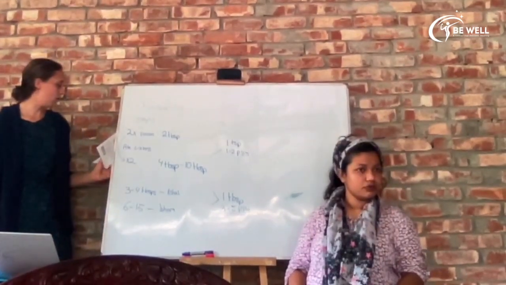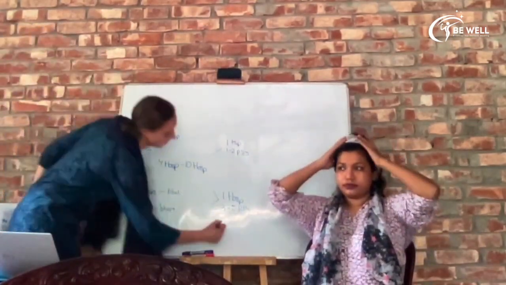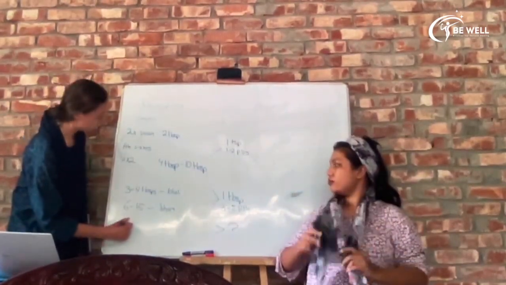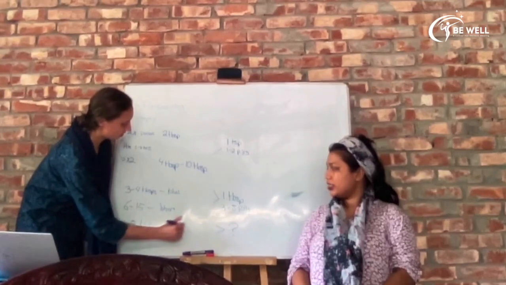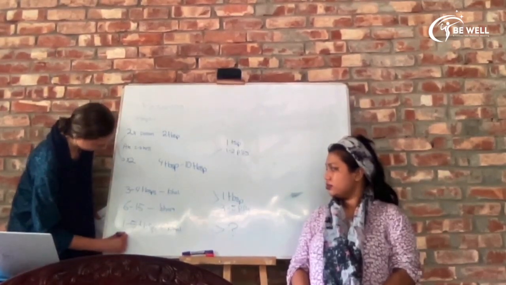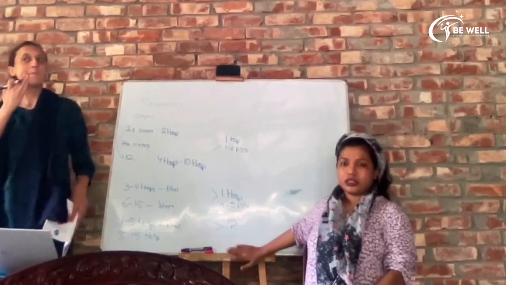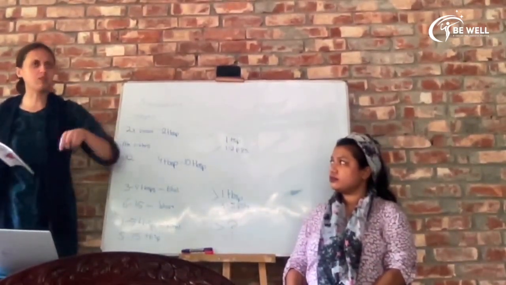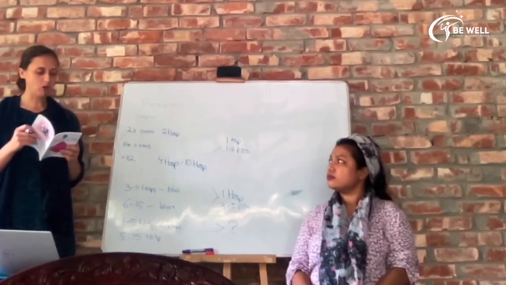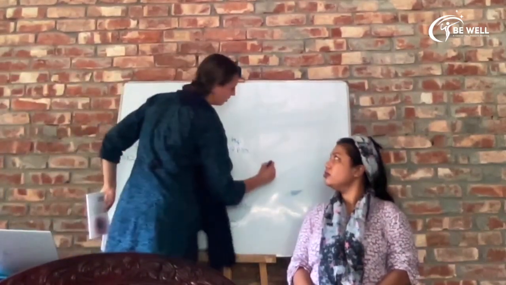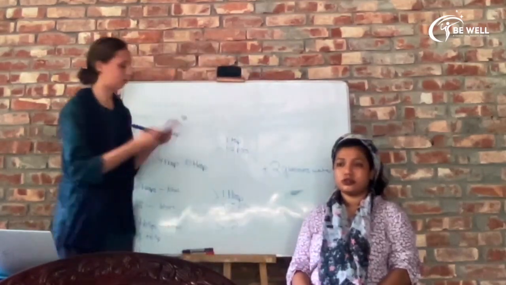Now, what if you don't have any idea how much they ate? Then you'll give 1 to 5 tablespoons of charcoal. This is mixed with a little bit of water. But then afterwards, what should you always do? Drink 2 glasses of water.